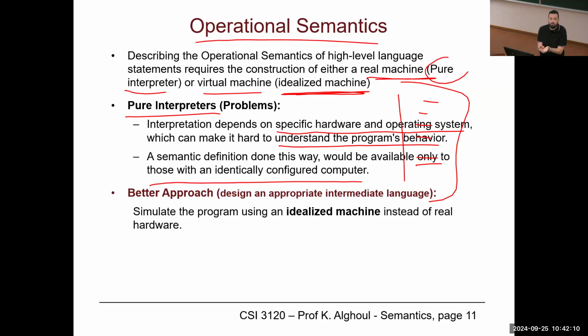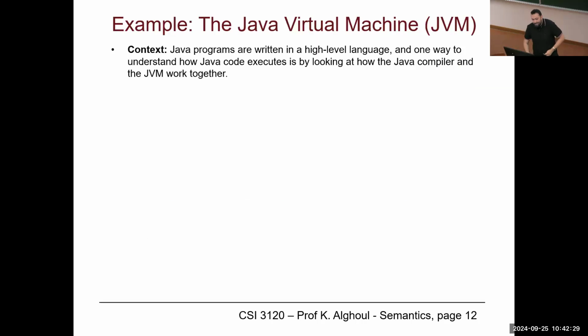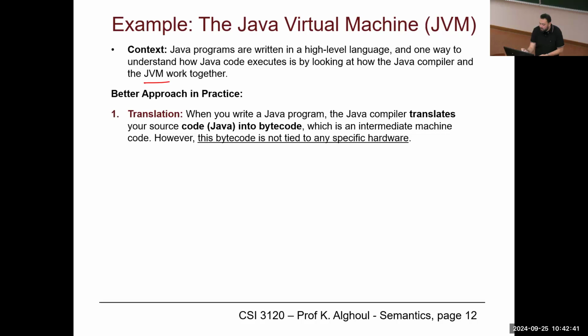How can we do this? Usually, we divide it into two steps: translation and simulation. First, we translate our, let's say, Java code into something, and then we simulate it. Let's take a look at that. One of the most famous examples is the Java virtual machine. So what's happening here? Translation: we translate the Java code into bytecodes.